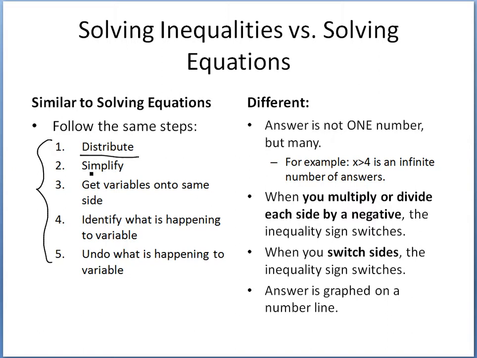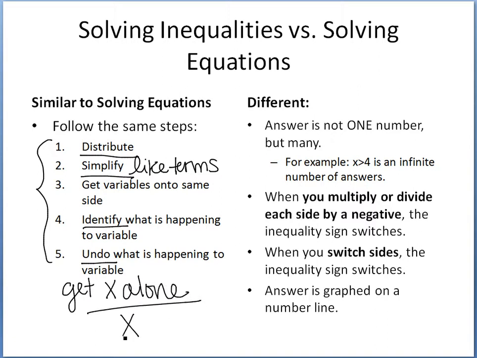We're going to distribute first if we see it. We're going to simplify like terms. We're going to get variables onto the same side. We're going to identify what's happening, and then we're going to undo what's happening. Same old deal. The idea here is still to get the x or whatever variable you have alone.